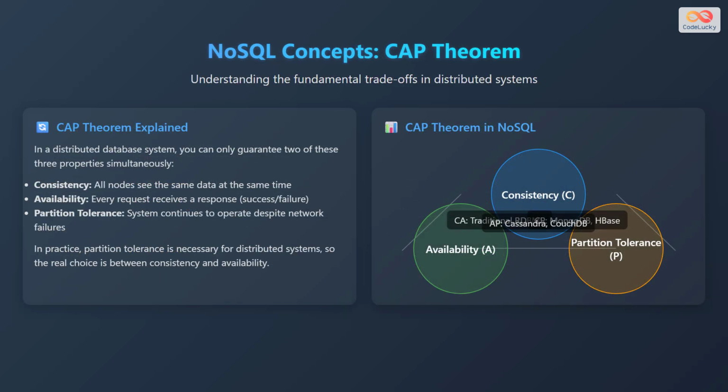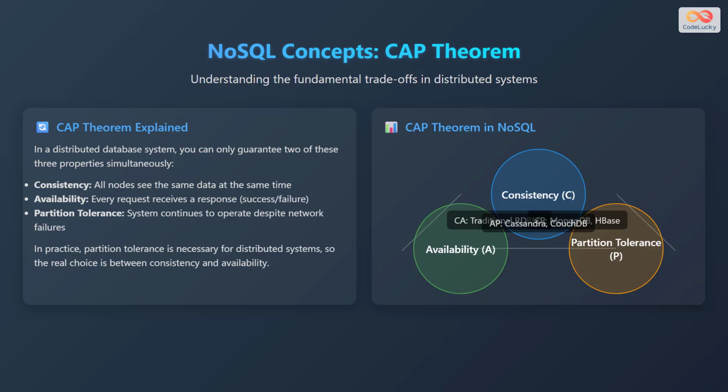Let's delve into some NoSQL concepts, starting with the CAP theorem. In a distributed database system, you can only guarantee two of the following three properties simultaneously. Consistency, which means all nodes see the same data at the same time. Availability, which means every request receives a response, either success or failure. Partition tolerance, which means the system continues to operate despite network failures. In practice, partition tolerance is necessary for distributed systems, so the real choice is between consistency and availability.